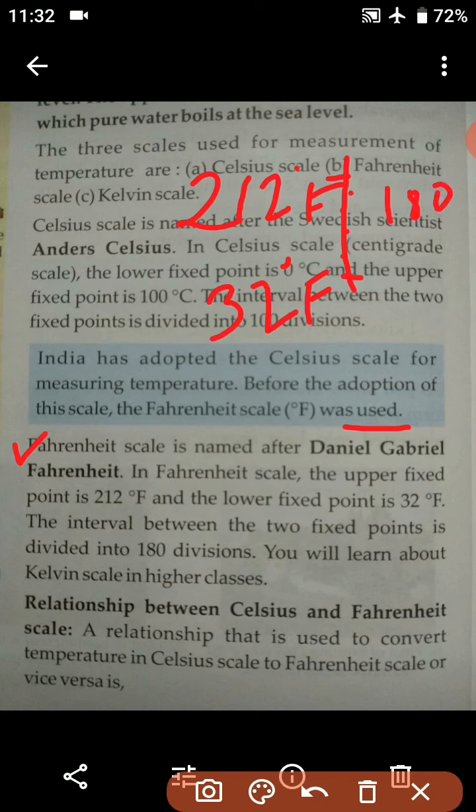So students, in the Celsius scale, the lower fixed point was 0 degrees Celsius, the upper fixed point was 100 degrees Celsius, and the interval was 100 divisions. Alright, but in Fahrenheit, the lower is 32 degrees Fahrenheit and the upper is 212 degrees Fahrenheit, and the divisions are 180. Okay, you will learn about the Kelvin scale in the higher classes.